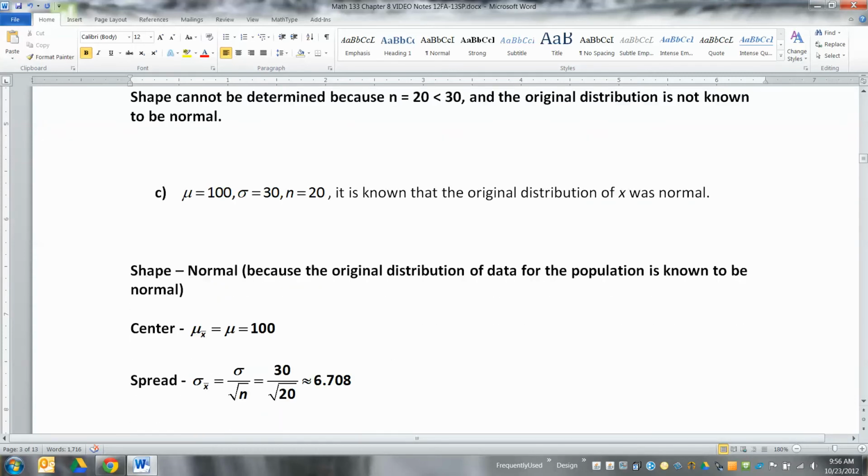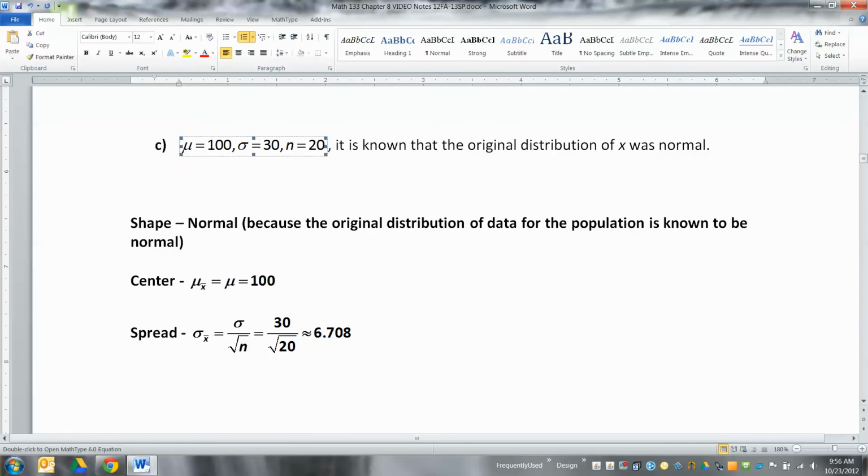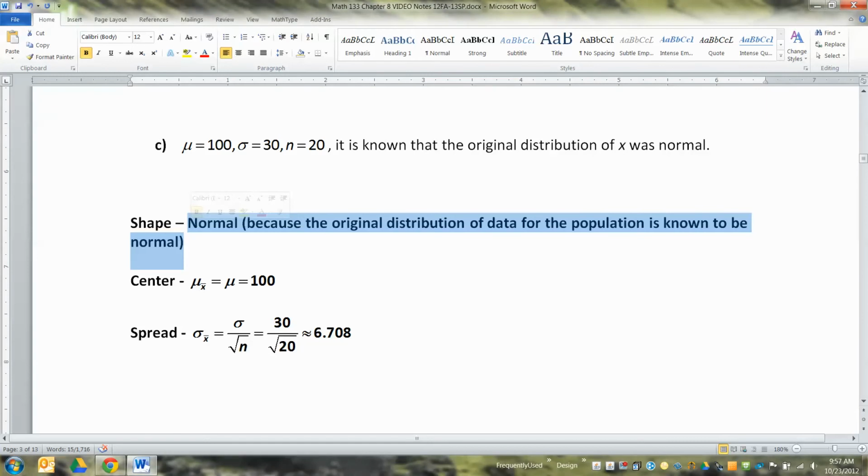All right, what about C? Uh-oh. n is 20 again. Look out. But I know that the original distribution was normal. Well, then that's fine. If I know the original distribution is normal, then it's totally normal even when n is equal to 20. The original distribution is normal, so therefore the distribution of the sample means will be normal.